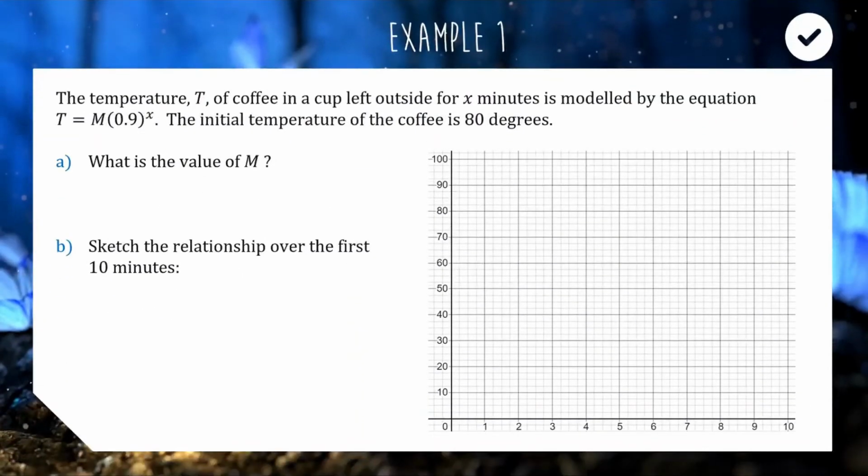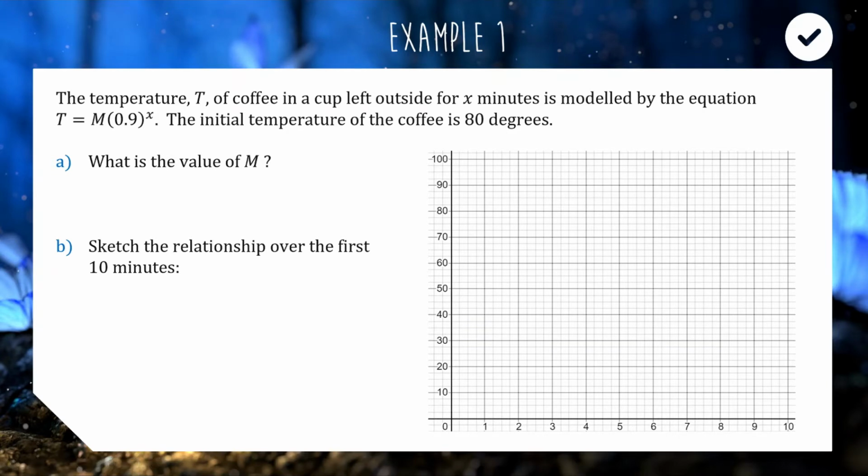We've got the temperature of a coffee in a cup that's left outside for x minutes is modeled by the equation temperature equals M times 0.9 to the power of x. So M is a number that we don't yet know what it is. We're going to figure it out in part A. The initial temperature of the coffee is 80 degrees, and we're asked to find what the value of M is.